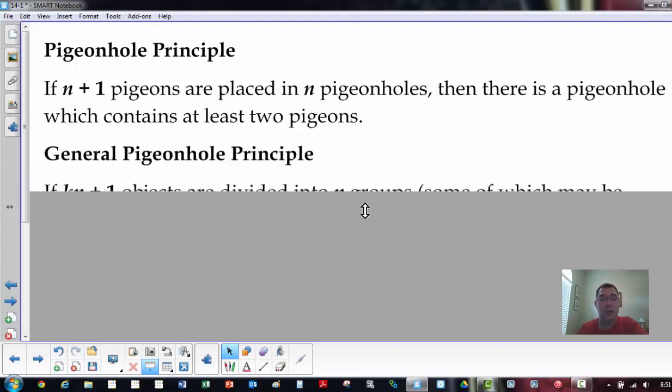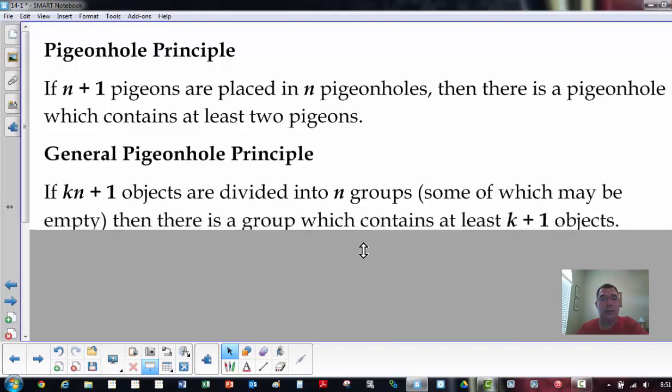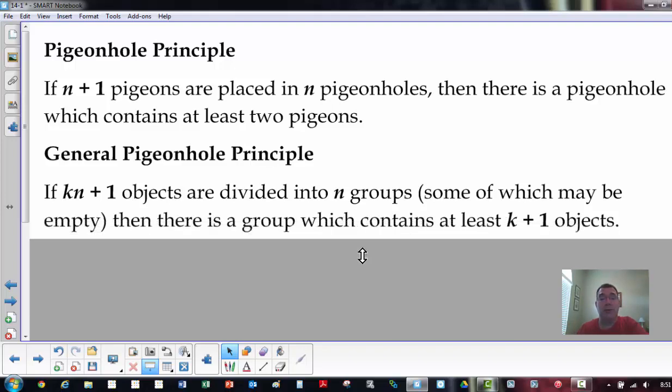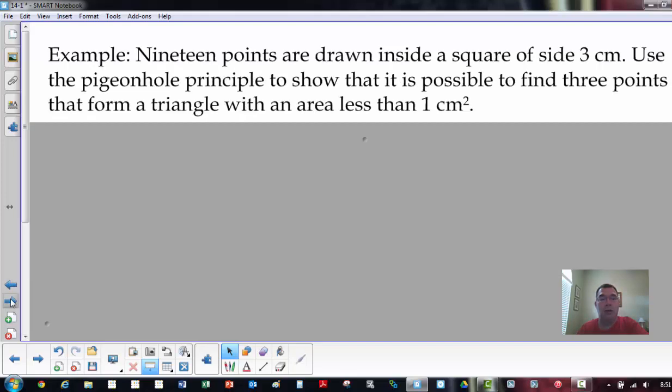Now the general pigeonhole principle says that if I have k times n plus 1 objects divided into n groups, some of which can be empty, then there is a group that contains at least k plus 1 objects, which makes sense. Even if you didn't have that plus 1, you could evenly divide the k times n objects into n groups, but now you have this plus 1 left over. It's got to go somewhere, so there's going to be a group that has at least k plus 1 objects in it. Okay, so that's the pigeonhole principle and the general pigeonhole principle.